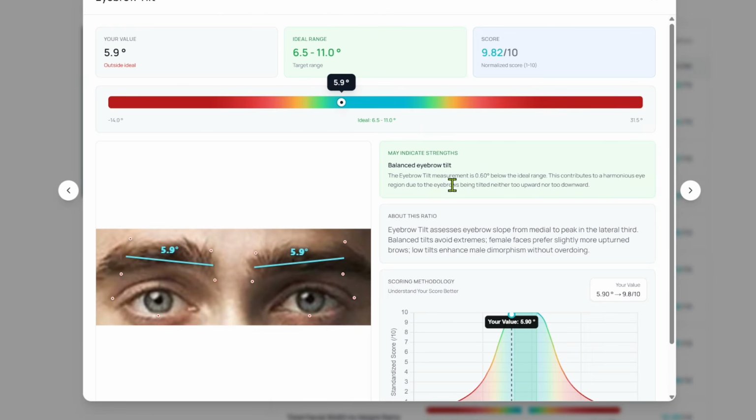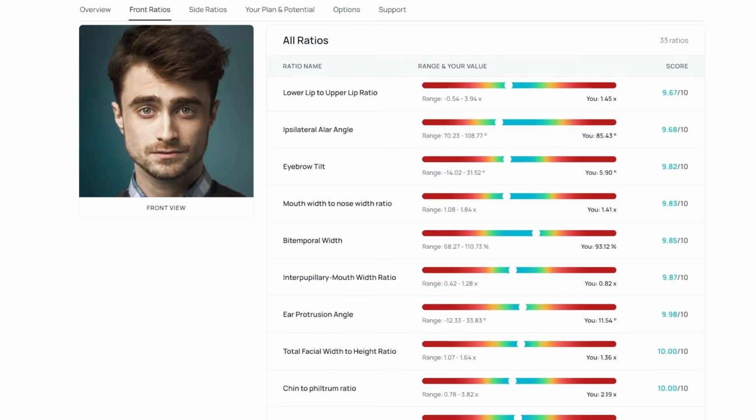The eyebrow tilt measurement is 0.6 degrees below the ideal range. This contributes to a harmonious eye region due to the eyebrows being tilted neither too upward nor too downward. So it's not perfectly in the ideal range, but it's actually still in the blue there, and 9.82 is really good. His bitemporal width is a 9.85 out of 10.